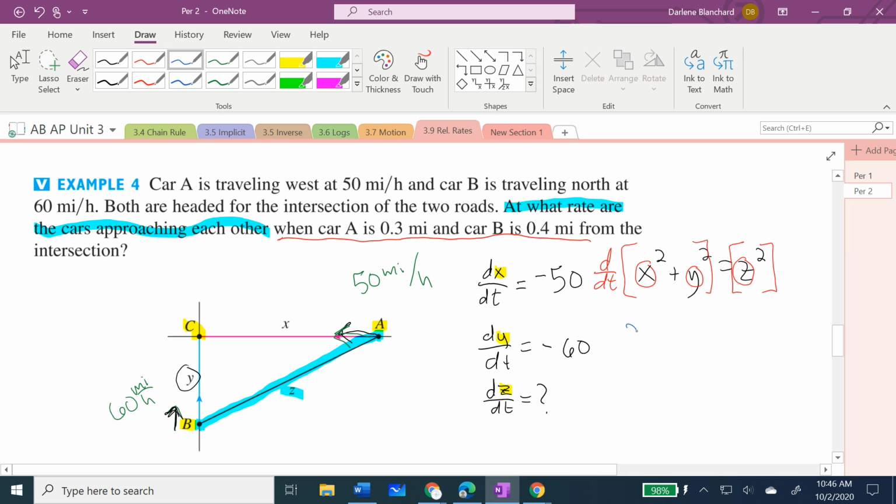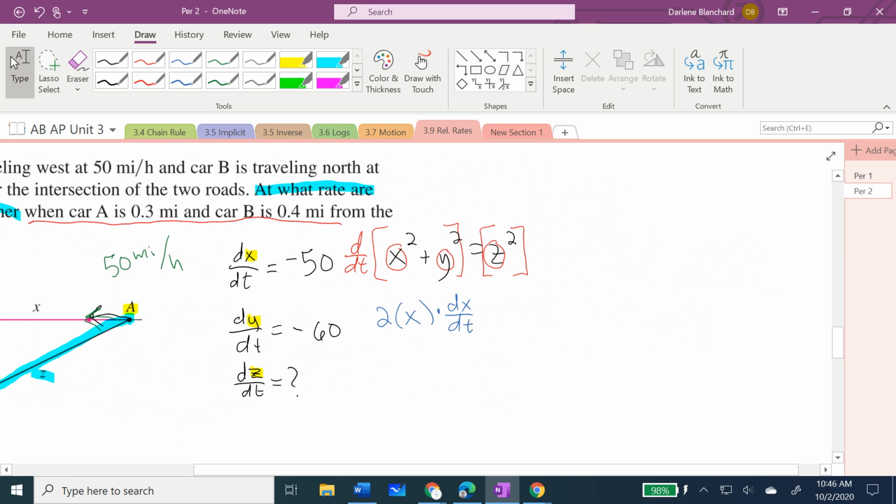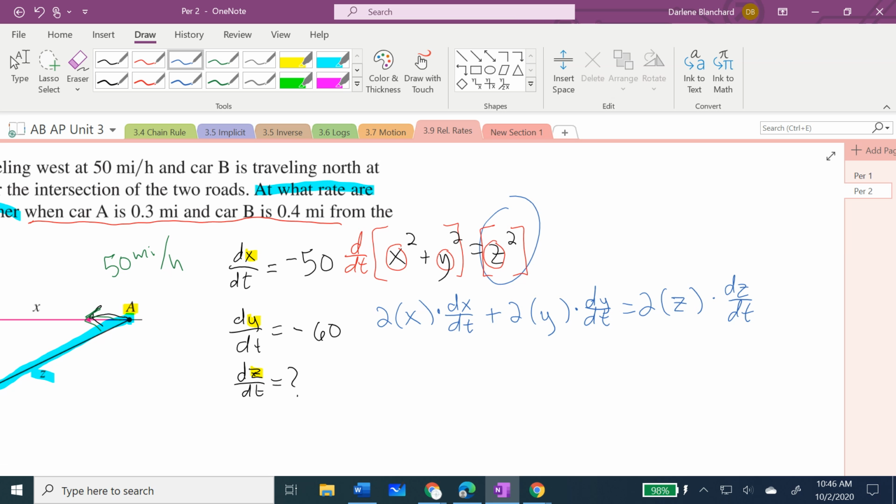Blah squared, derivative is 2 blah. Give mommy her baby, multiply by the derivative of the baby with respect to time. Plus derivative of blah squared again is 2 blah. Give mommy her baby, multiply by derivative of baby with respect to time. And finally, we're on to taking the derivative of z squared with respect to t. So it's blah squared, derivative is 2 blah. Give mommy her baby and multiply by derivative of baby with respect to time. And voila, you have an equation that relates the rates, thus related rates.